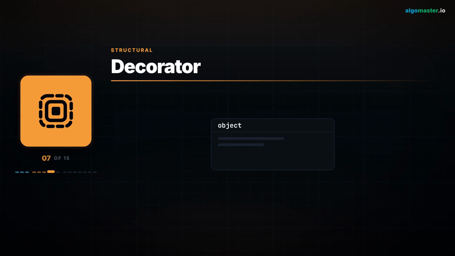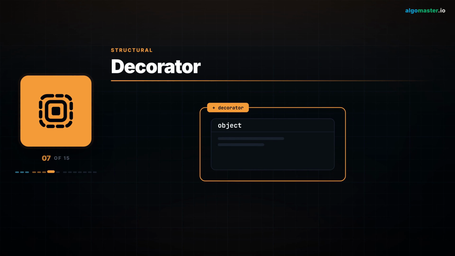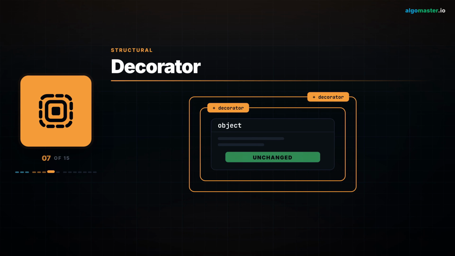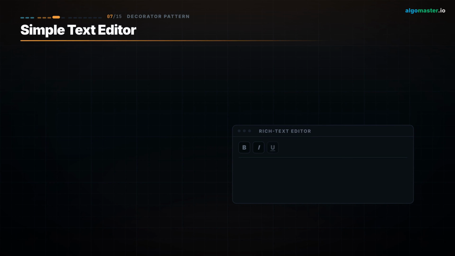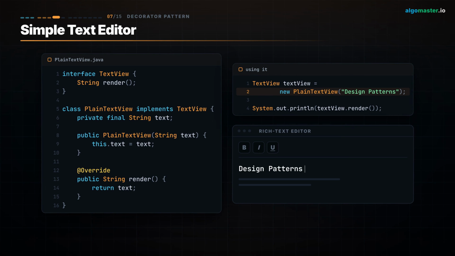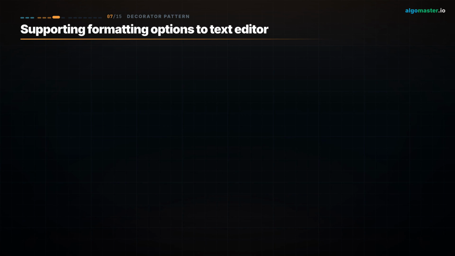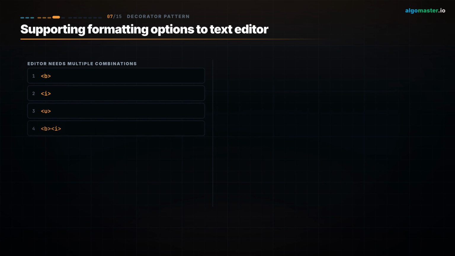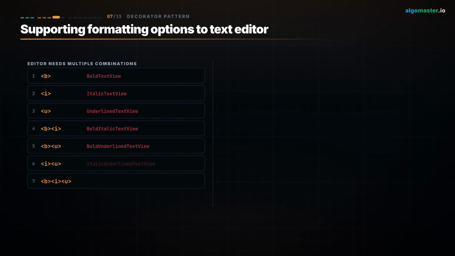The Decorator pattern lets us add new behavior to an object dynamically without modifying its original class. Imagine a rich text editor that starts with a basic component that renders plain text. We can use it like this. This works perfectly for simple text without any formatting. But now we also need to support bold, italic, underline, and different combinations of these styles. Creating a subclass for every combination would quickly lead to a subclass explosion.